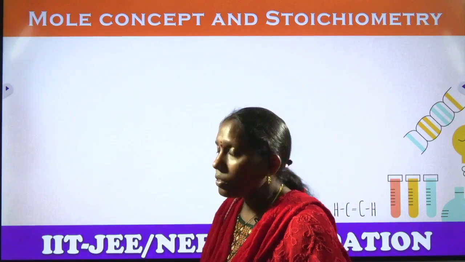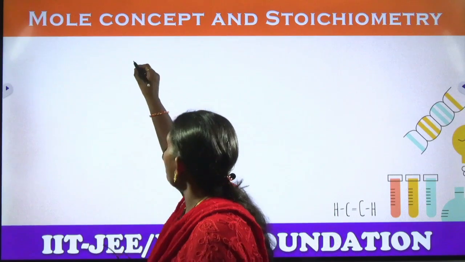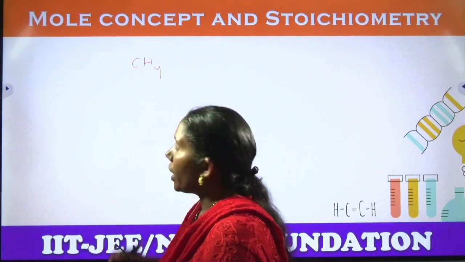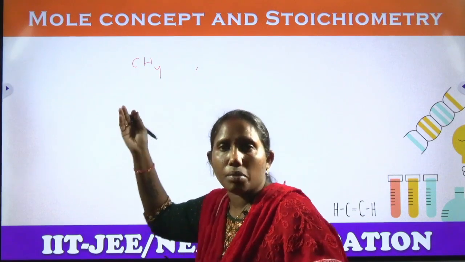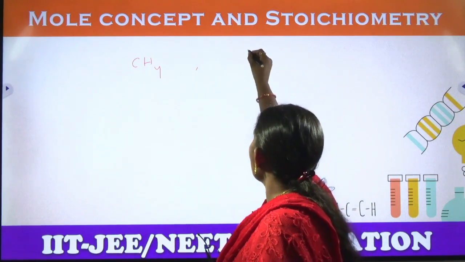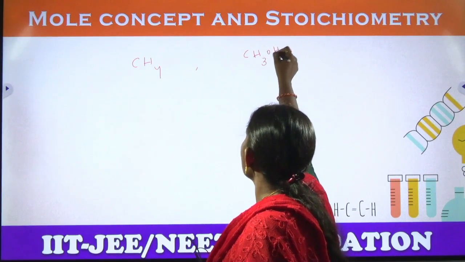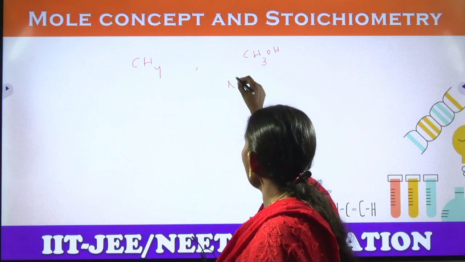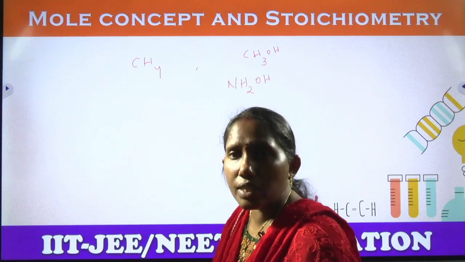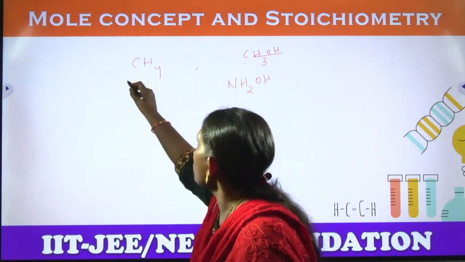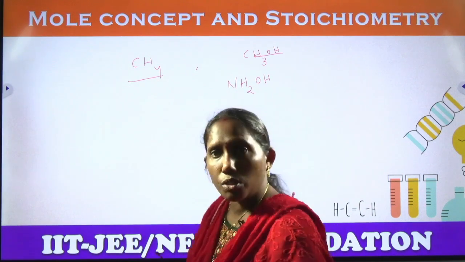So, let us take one example and calculate the mass percentage. I am taking CH4 as one example, and I also want to calculate for a molecule containing 3 elements. Suppose we take CH3OH, because oxygen is also involved, or else you can take NH2OH also. So, I want to calculate the individual mass percentages for this molecule and the NH2OH molecule also.